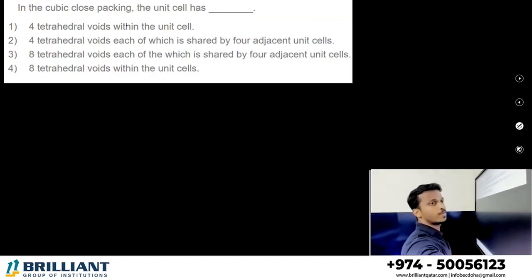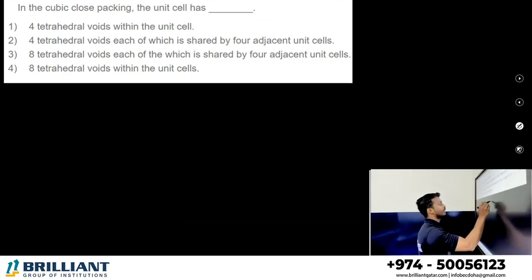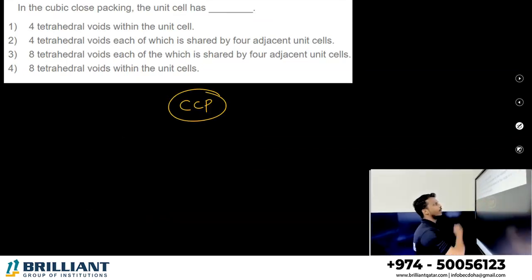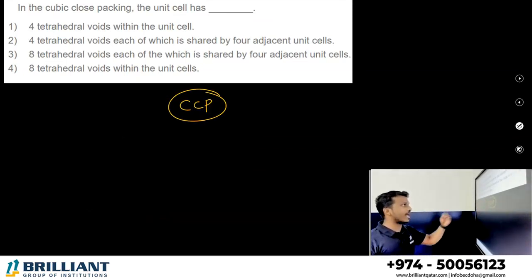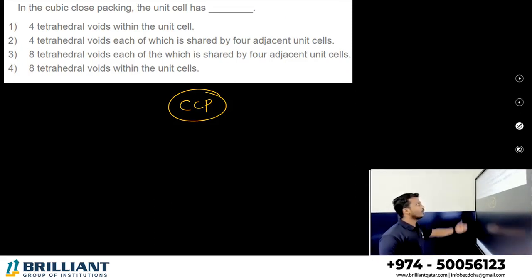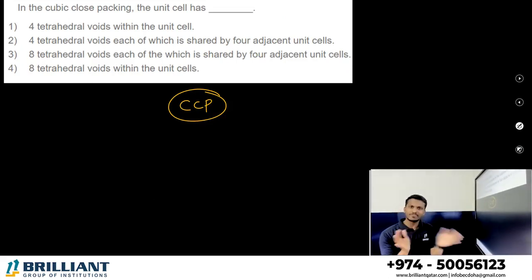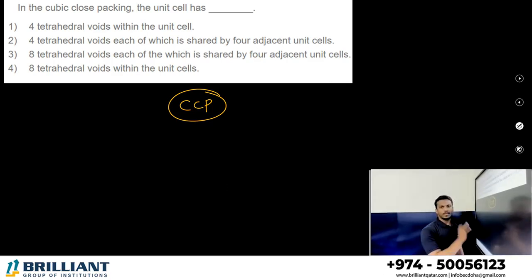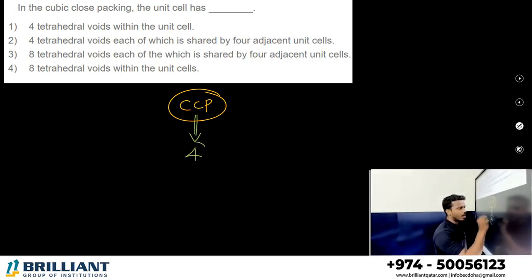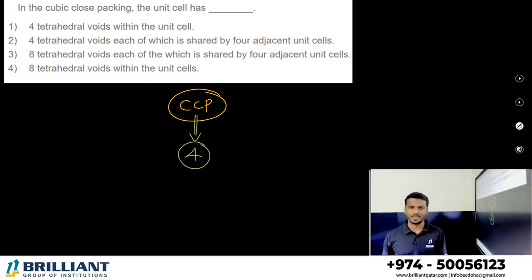In the cubic closed packing, CCP, in the unit cell, they are asking you how many tetrahedral and octahedral voids. CCP is nothing but FCC. CCP, cubic close packing or FCC, total how many atoms in the unit cell? Total there are 4 atoms per unit cell. So now in the unit cell, there are 4 spheres.